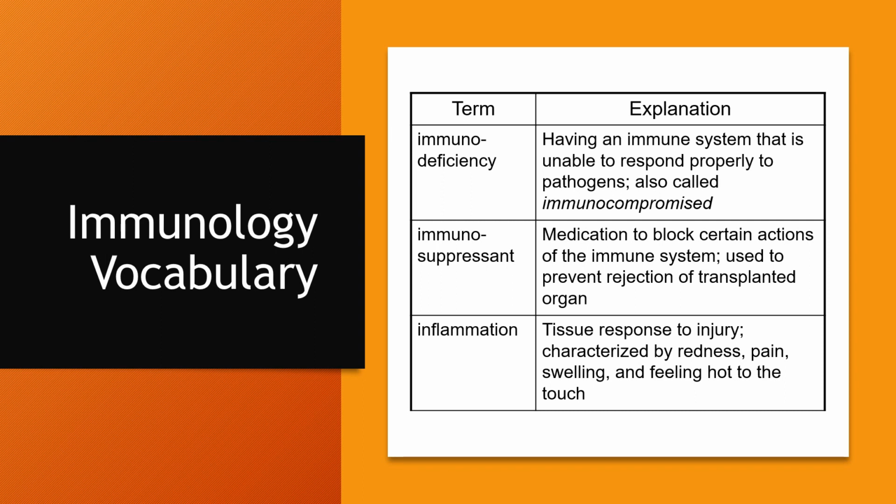Immunodeficiency is having an immune system that's unable to respond properly to pathogens. Someone who has an immunodeficiency is also called immunocompromised. An immunosuppressant is a medication used to block certain actions of the immune system. It's used to prevent rejection of transplanted organs as well. So people who have an organ transplant usually take immunosuppressants most of their lives, so they would be considered immunocompromised individuals.